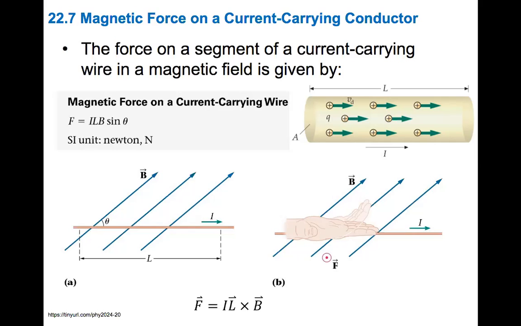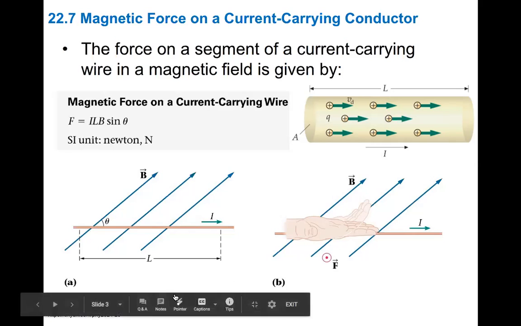The magnitude of the magnetic force on the wire is equal to the current inside the wire, I, times the length of the wire, L, times B, the magnetic field strength, times the sine of angle theta. The angle theta is defined as the angle between the direction of the wire, which is the direction of the current, and the direction of the magnetic field, B. In vector form, it's the cross product of the two vectors.